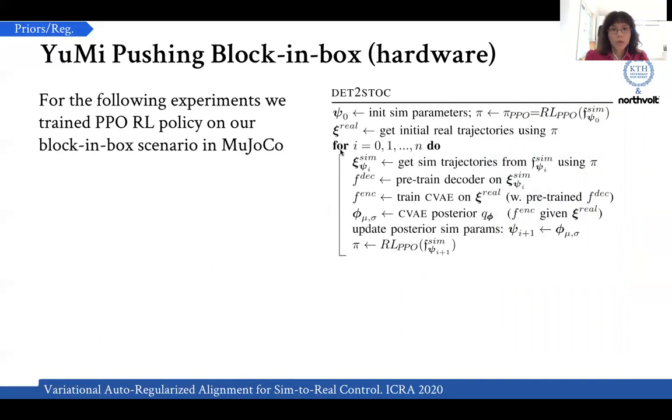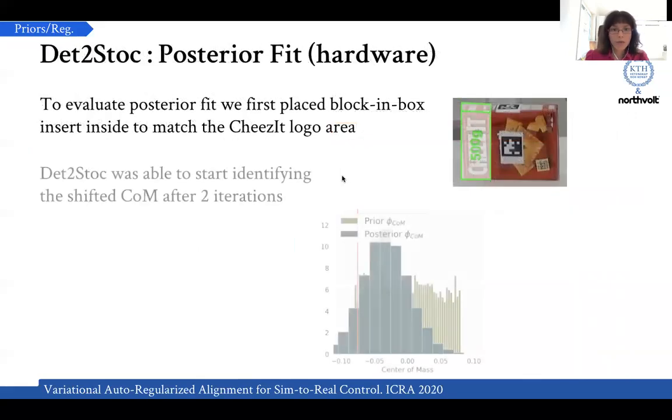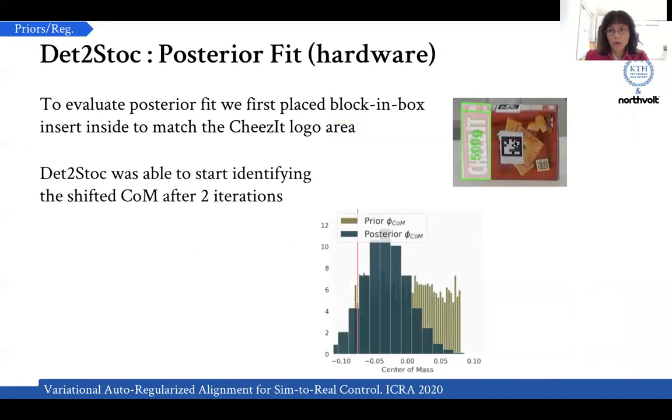Okay. So here, as I was saying before, we can collect a set of real trajectories. Now here we've trained a proximal policy optimization reinforcement learning algorithm initially on an uninformed, default set of parameters that are not aligned to reality. Then with this, we run the DiffTune algorithm, and we look at the posterior distribution over the center of mass that we obtained from the latent space.